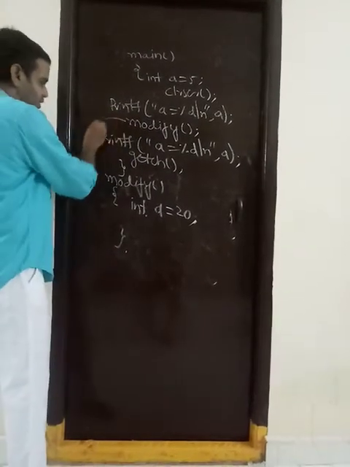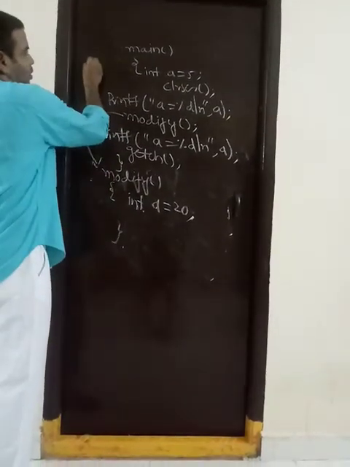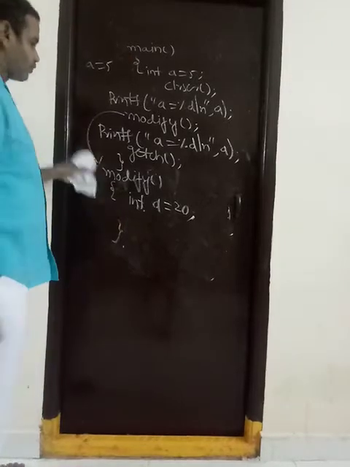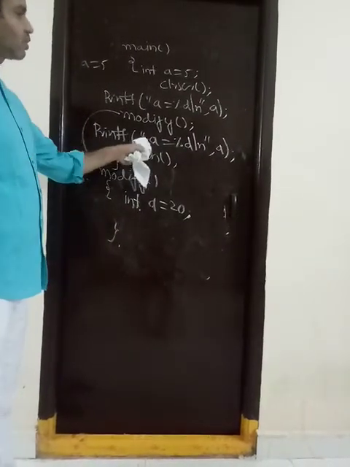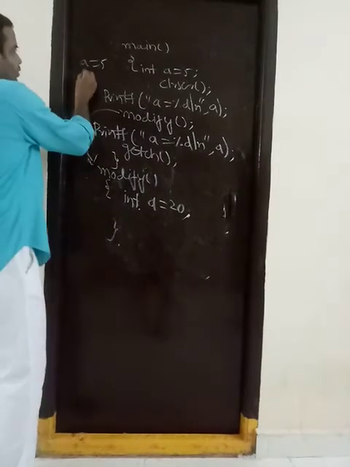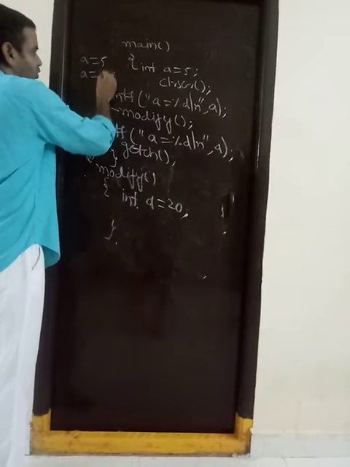Modify means the cursor comes to modify. So first it will display the output a is equal to 5. Then in modify, a value is equal to 20. Again the cursor comes back here. Then what are we assuming? That it will print a value is equal to 20. But it is not correct. Again it will print a value is equal to 5.